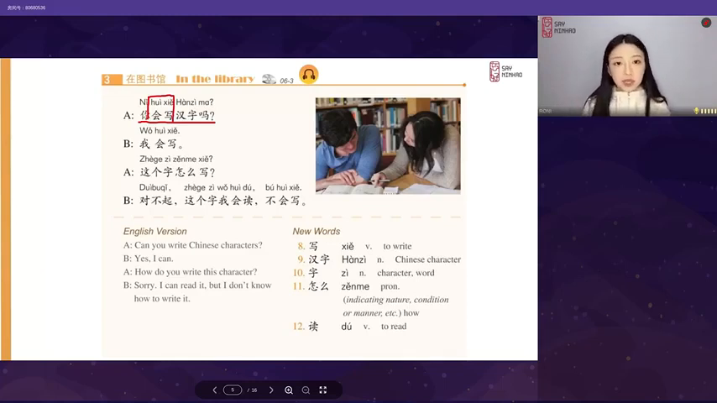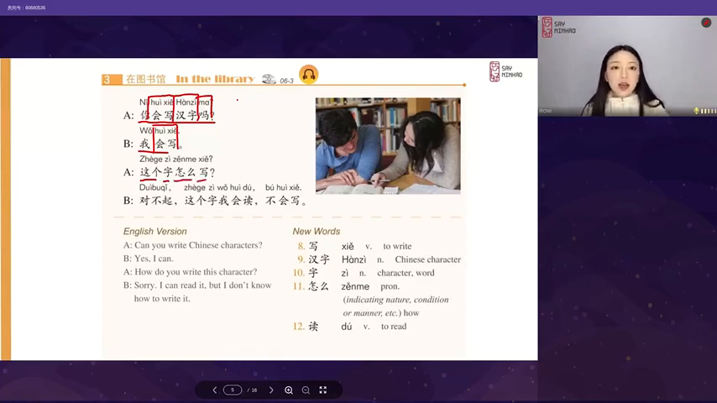Okay, now let's see. First sentence is 你会写汉字吗? 你会写, 会 structure appeared again, which means can do something. 会写 can write. 会写汉字 can write Chinese characters. And ma means this is a question. Can you write Chinese characters? And B said 我会写. I can write. 我会写.